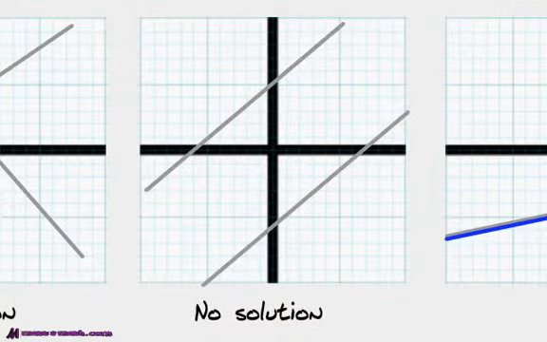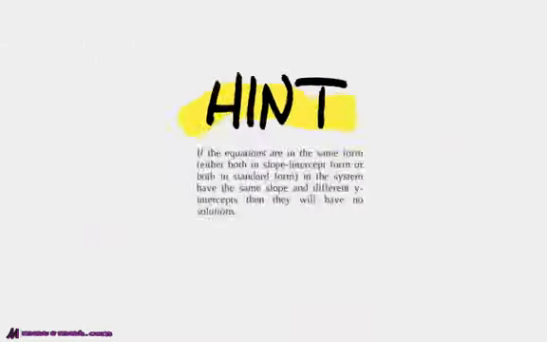They're two parallel lines. Notice they have the same slope. This one goes up and over. This one goes up and over. And they never touch, therefore there's no solution. Okay? And here's the hint with that.